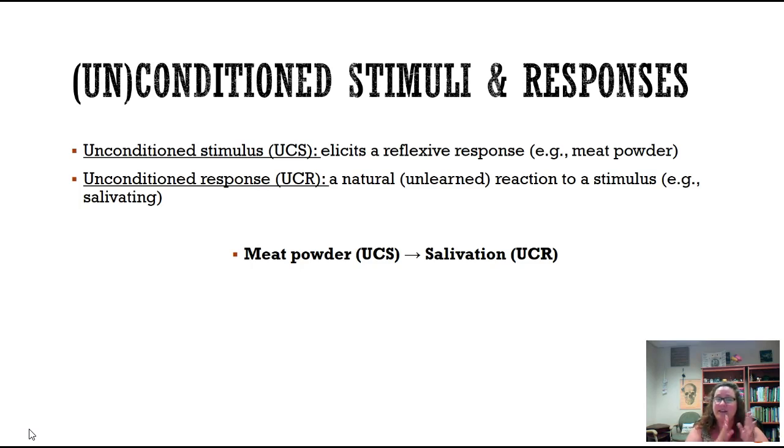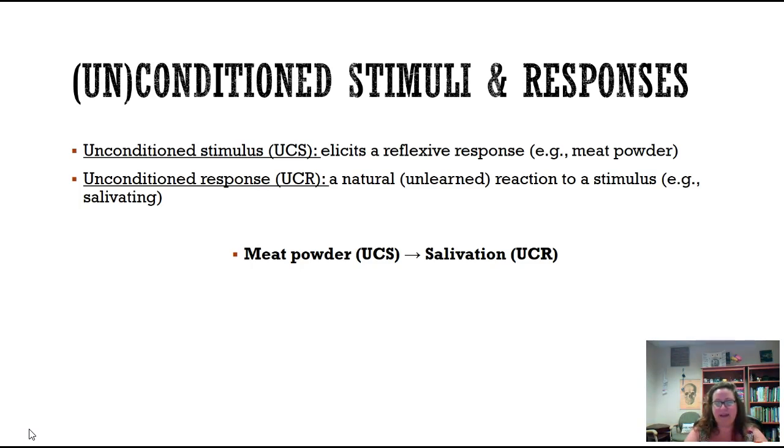But we have things that are unconditioned. What Pavlov started with were unconditioned stimuli and responses. They're unconditioned because they're unlearned. So not learned. There's something the dog already did. So the unconditioned stimulus, you showed them the meat or a meat powder, and they show a response to that meat powder. They would salivate. You didn't have to teach that. The dog already knew it.